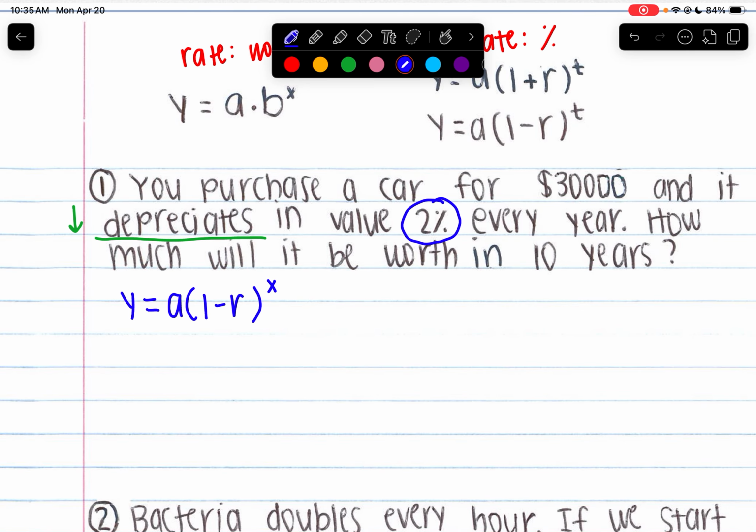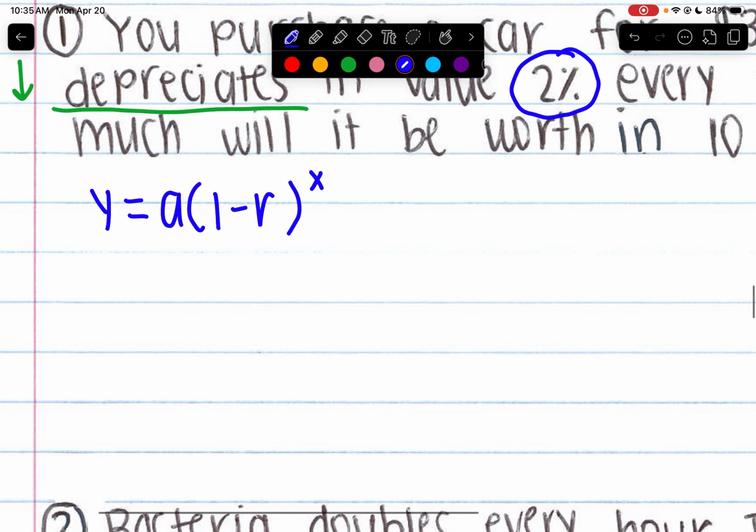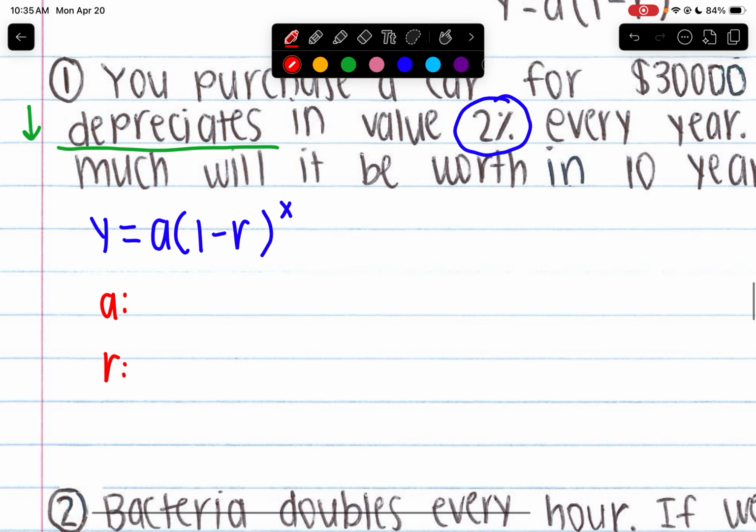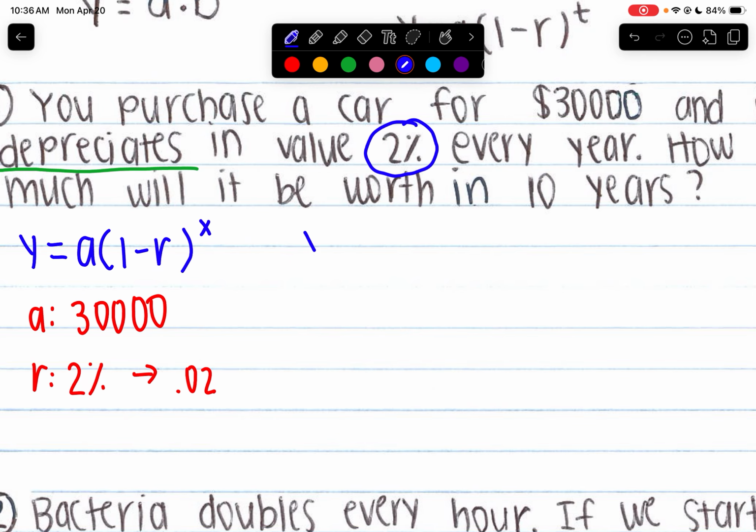And then what you want to do is create your equation. Now, typically when we're creating equations, we want to leave y and x alone because our independent and dependent variables could change. So we're just going to try to find a and r here. A is going to be your starting amount, and your r is going to be your rate. So let's see here. Our starting amount was 30,000, and your r, your rate here, is 2%. And we want to turn that percentage into a decimal, so it's going to be 0.02. And I'm going to go ahead and write my equation here. So it's going to be y equals 30,000. That's my a value. My zeros look crazy. Parentheses 1 minus 0.02 to the power of t or the power of x.